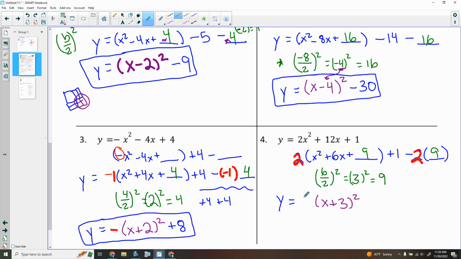I have the a value of 2 in the front. And then on the end of it, I have a positive 1, and I have negative 2 times 9. So that's positive 1 minus 18, which is going to be minus 17. So y equals 2 times the quantity, x plus 3 squared minus 17.